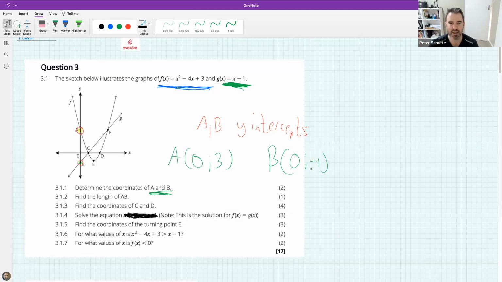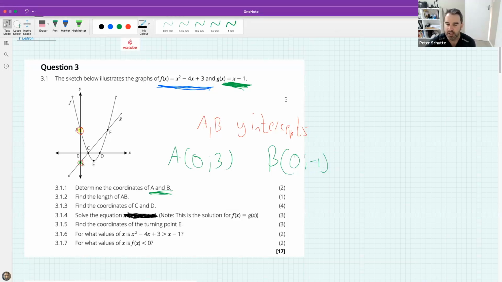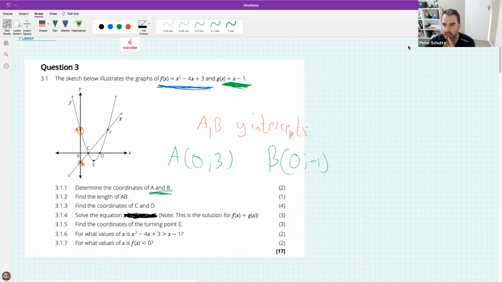Can anybody put their hand up and tell me how you got them so quickly and easily? What did you do to find those points? Is anybody willing to put their hand up and let me know? Or you can put it in the chat if you want, but how did you know how to get that?